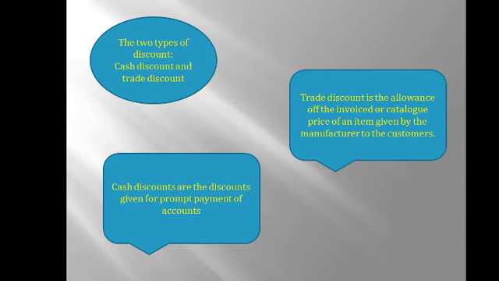Alright, we have two types of discount. We have the cash discount and trade discount. Cash discount is a discount allowed off the invoice or catalog price for an item given by the manufacturer to the customer. Then we have trade discount. There are discounts given for prompt payment. When you pay immediately, you will receive cash discount.